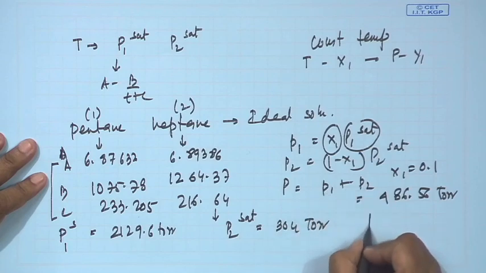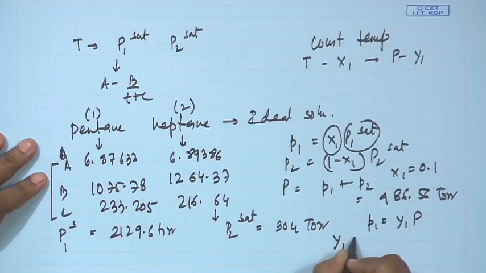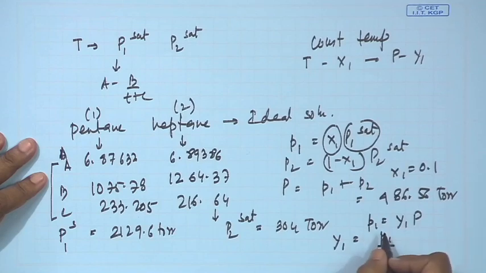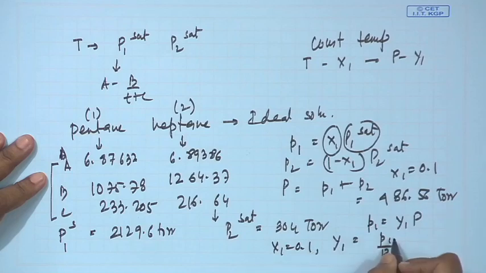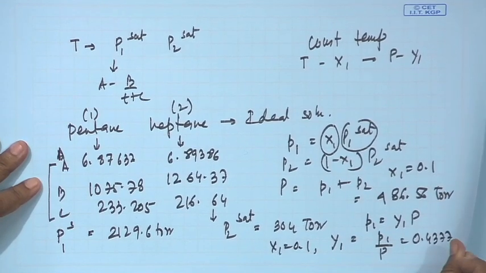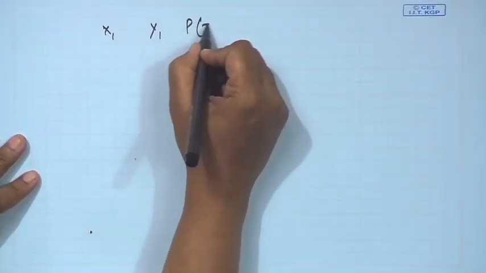The moment you know P, what is P1? P1 is nothing but y1 P. So, therefore, from here you can find out the mole fraction in the vapor phase, it is nothing but P1 by P. So, we find that for x1 equals 0.1, y1 usually comes to 0.4377, fine. So, in this particular way we can keep on assuming different x1 values and we can find out different P values, right.